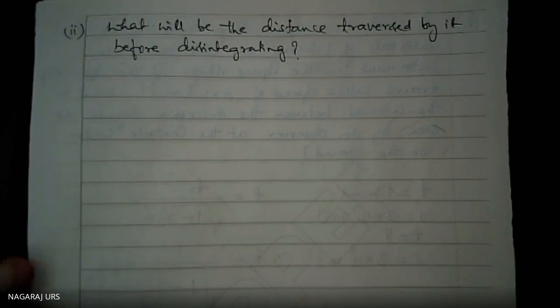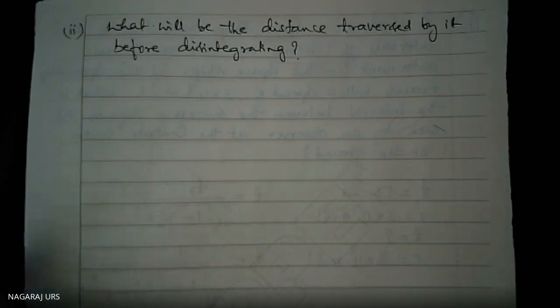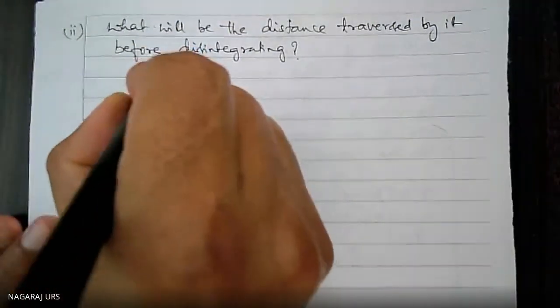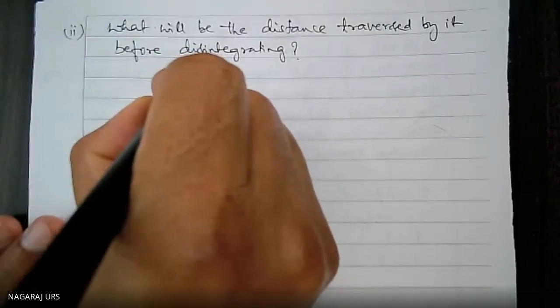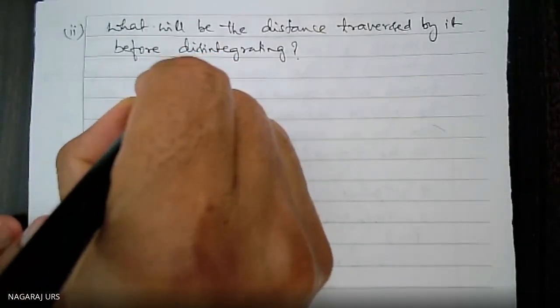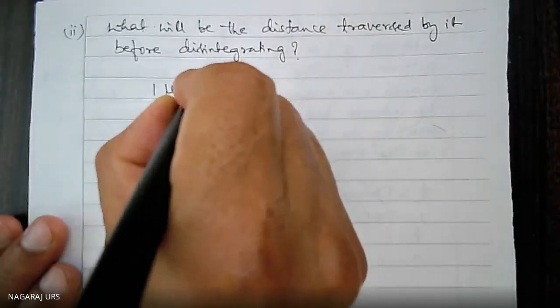Right? First idea, a particle with proper lifetime of 1 microsecond. 1 microsecond is given. You tell me, what do you mean by this 1 microsecond? What do you mean by this?